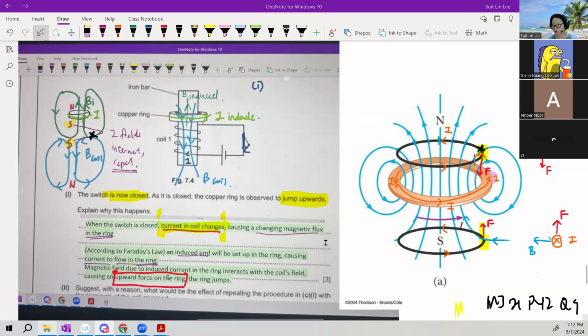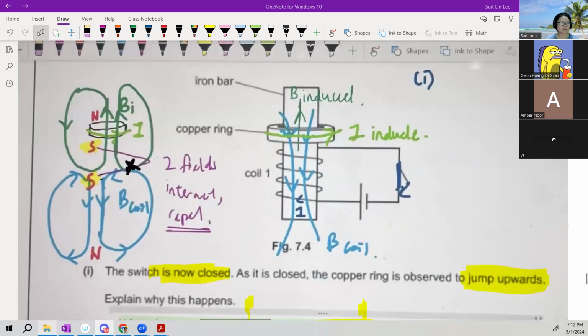I still don't know whether the force jumps up or pulls it down. Do you understand this explanation here? The north pole and south pole one?